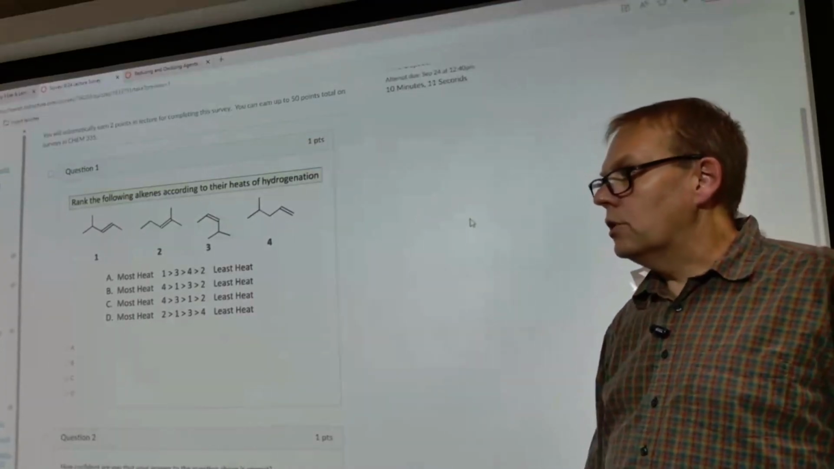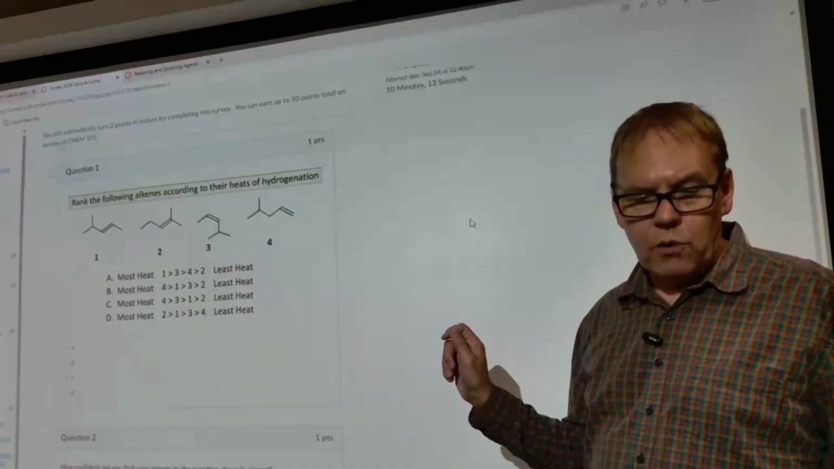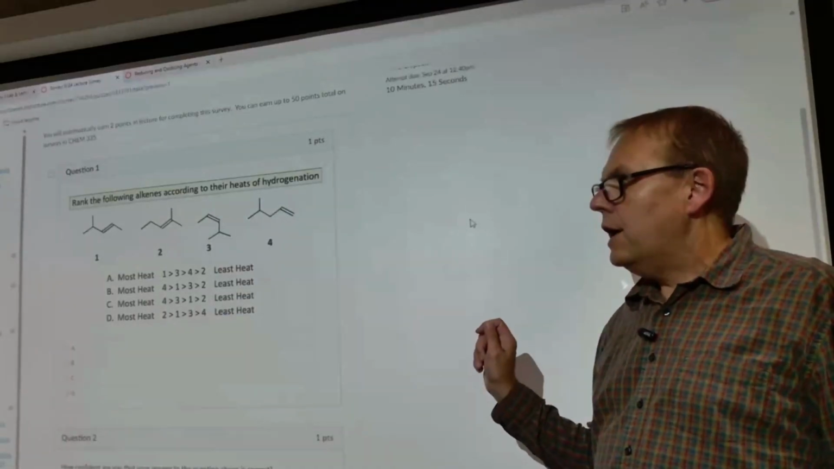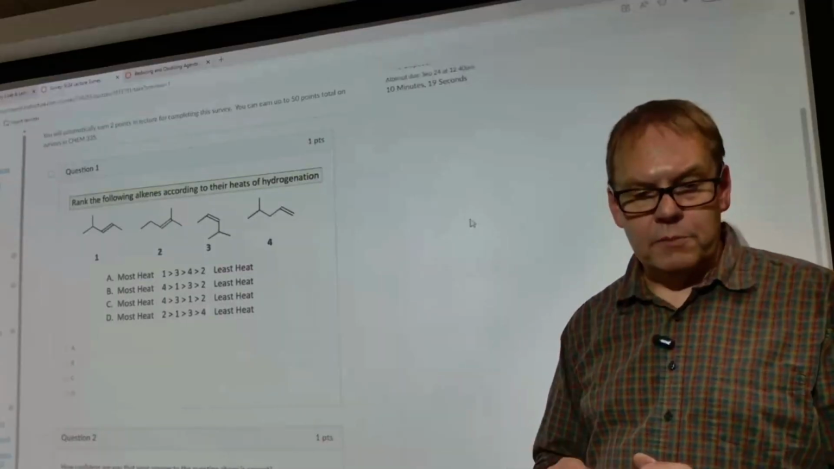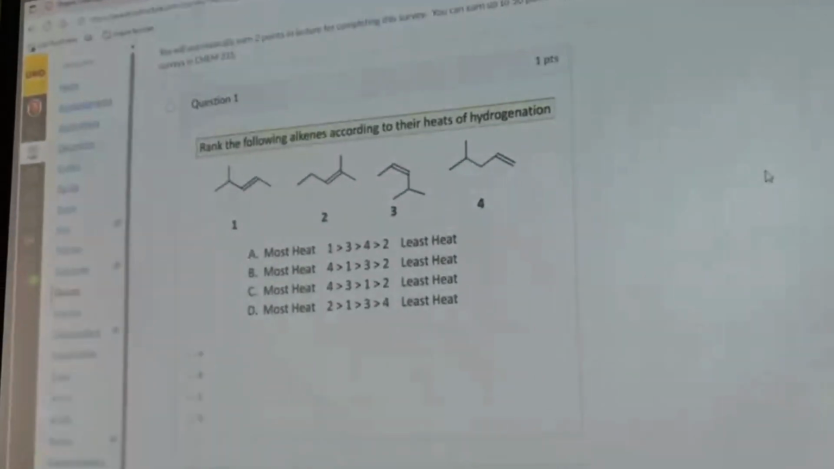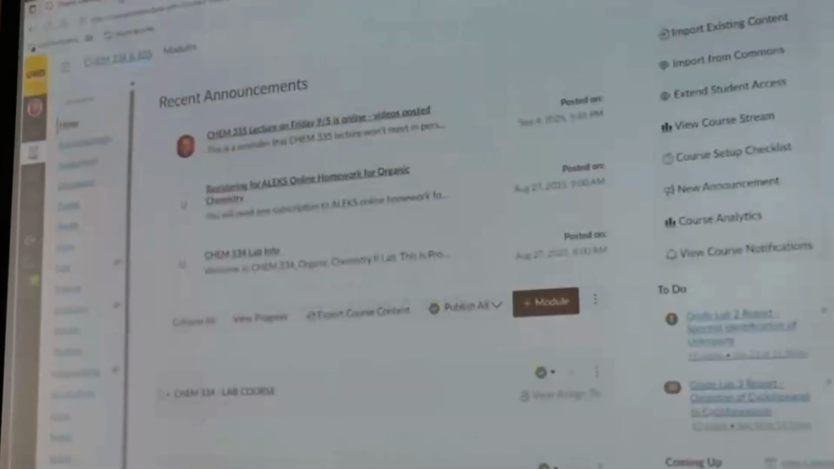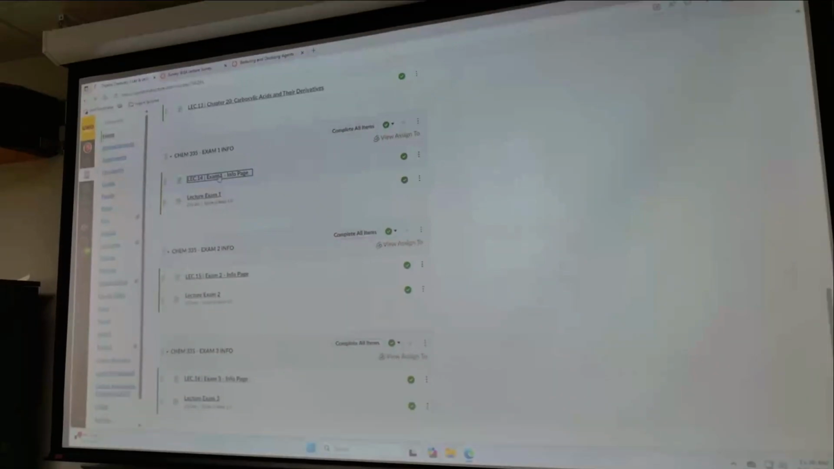So let's go take a look at Canvas, and I want to share with you the module for exam 1 that has a page in it that gives a lot of information about exam 1. You can get to this by navigating to the home page and scrolling down to almost the bottom, and you'll see there's a module for Exam 1 info, and I'll click on the Exam 1 info page.